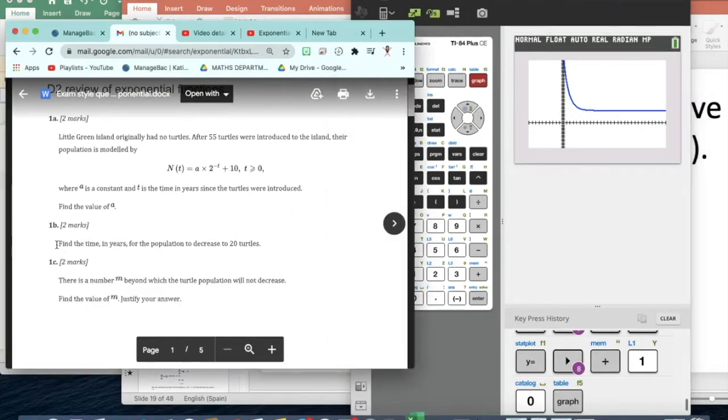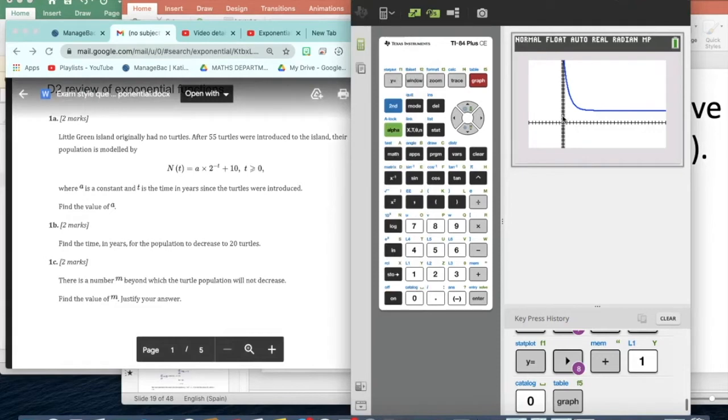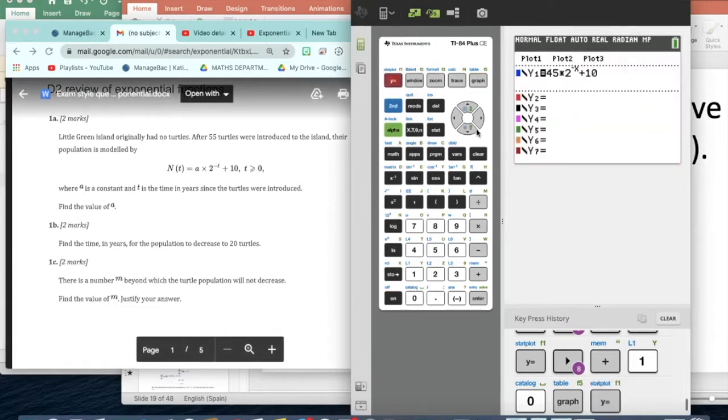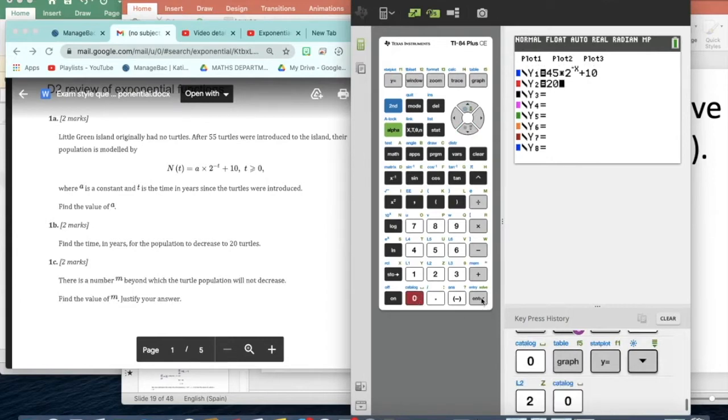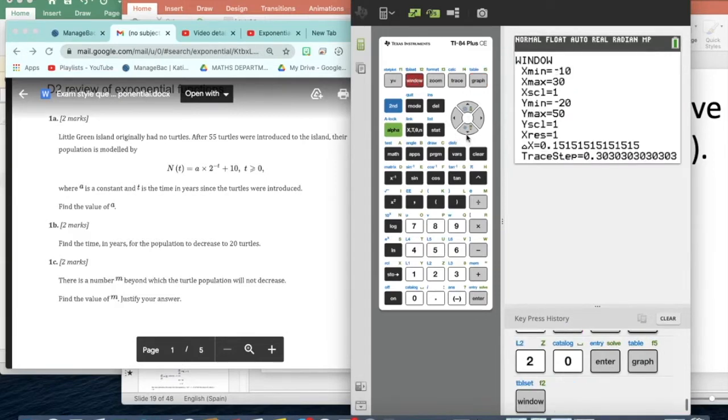But the question we want to answer exactly is find the time in years for the population to decrease to 20 turtles. So if it's decreasing to 20 turtles, we're going to have a line at y equals 20. So on y2, we're going to say y2 equals 20, and we're going to click graph. Now the intersection of both the red and the blue will tell us the number of years exactly where these intersect. I'm going to zoom in a little bit more for this because we need a smaller x-min, and we need a smaller y-min as well because we've now shifted the graph up by 10.